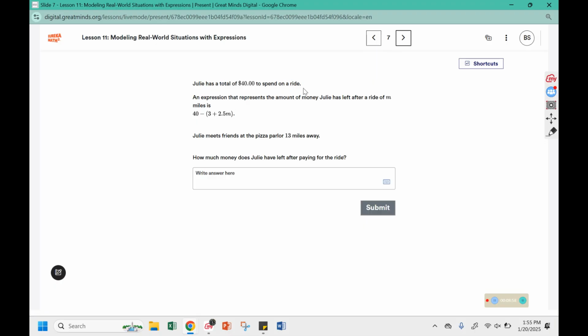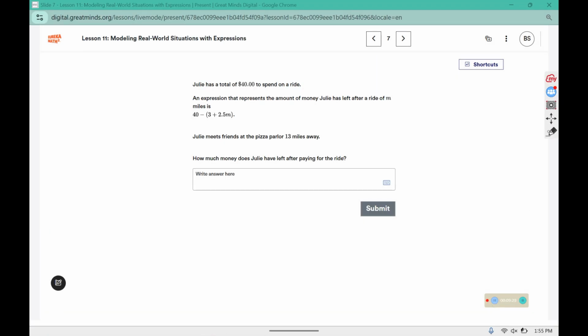Julie has a total of $40 to spend on a ride. The expression that represents the amount of money Julie has left after a ride of M miles is 40 minus (3 plus 2.5M). Julie meets friends at the pizza parlor 13 miles away. How much money does Julie have left after paying for the ride? So the miles in this expression is going to get replaced with the value 13. So we have 40 minus (3 plus 2.5 times 13).